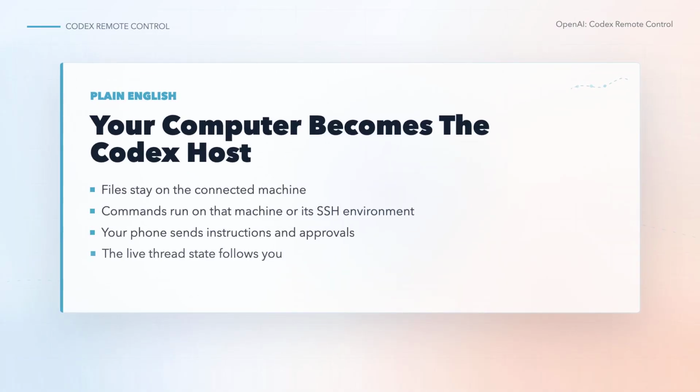The mental model is pretty straightforward. Your computer is essentially acting like a small private server for Codex. It has the repo, the shell, your installed tools, your browser setup, and any credentials that you already use locally. The phone sends prompts and decisions into that running environment. Codex does the actual work on the connected host, then streams the state back to your phone.